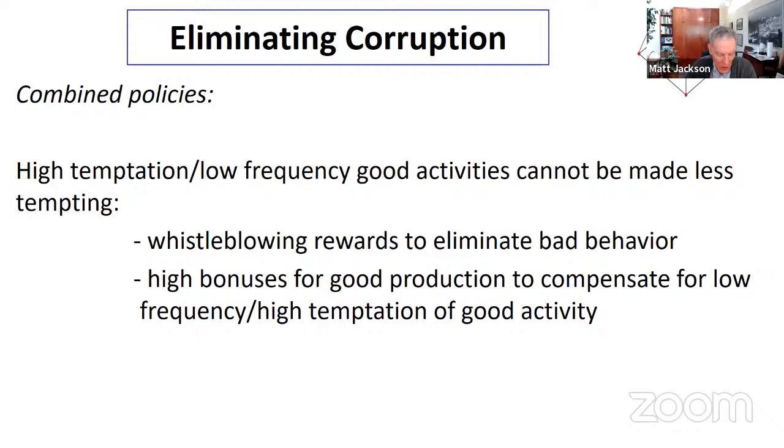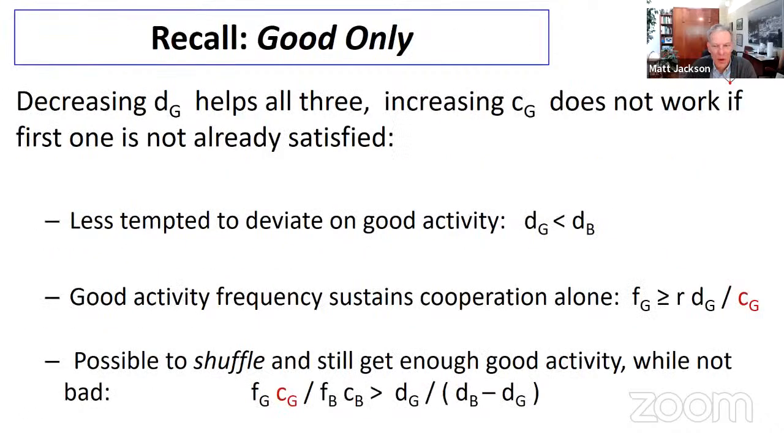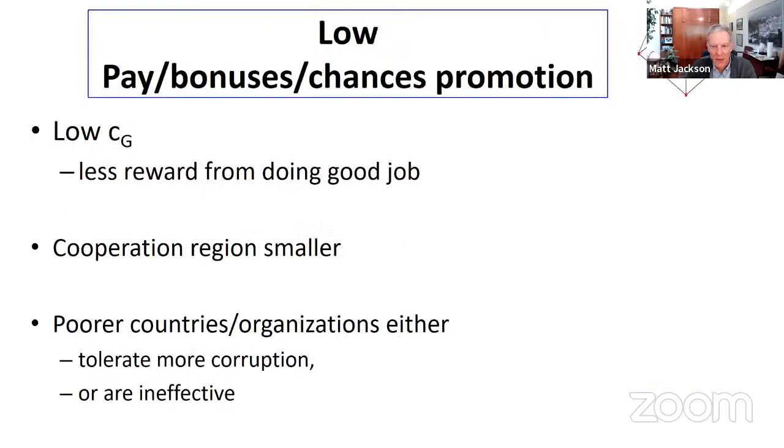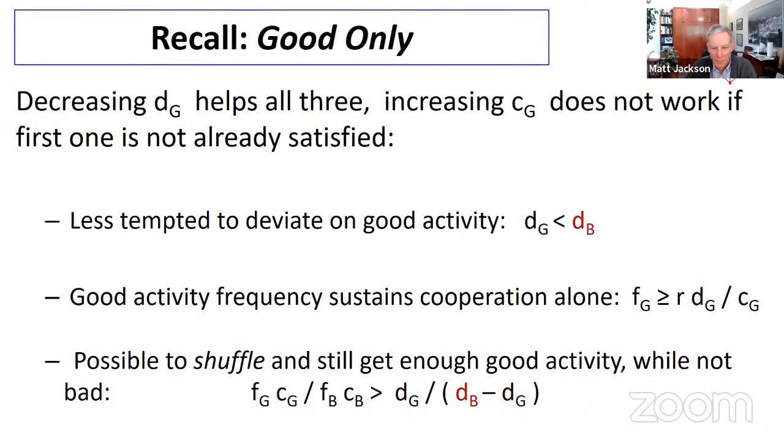What you can do is, if I go back here, I can't affect all of these constraints just through trying to affect the deviation temptations on the bad. But what I could do is, through a combined policy where you hit the deviation temptations on the bad and you try and increase the cooperation payoffs on the good, that combined policy hits all three.